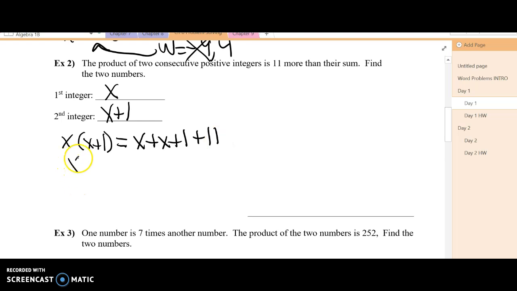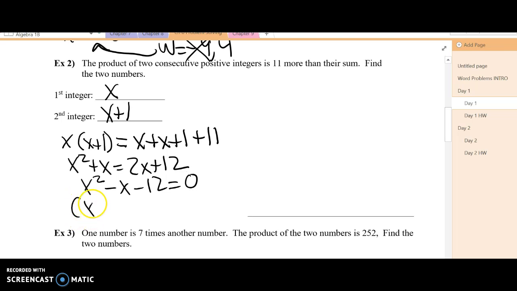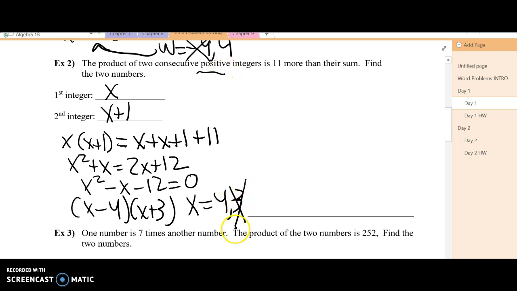When we simplify that, we get x squared plus x equals 2x plus 12. We want to set this equal to 0 to solve, and we get x squared minus x minus 12 equals 0. We need to find a number pair that multiplies to negative 12 and adds to negative 1. We get x minus 4 and x plus 3. This gives us x equals 4 and negative 3. But in the problem it says they have to be positive, so negative 3 will not work.